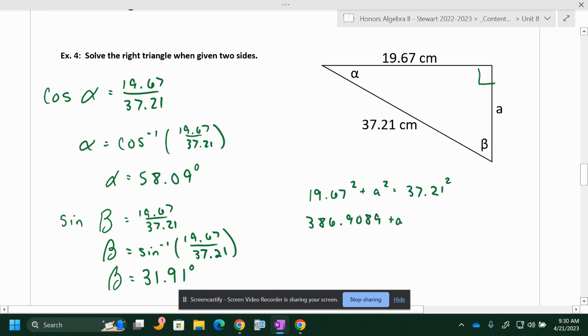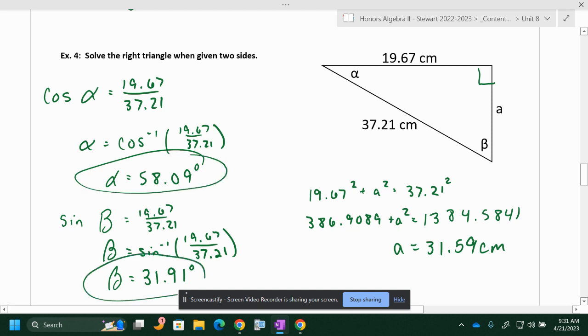386.9089 plus a squared equals 37.21 squared. Okay, so I'm going to subtract 386.9089 and then square root that answer. So A is going to be approximately 31.59 centimeters. Okay. So there are my three measures, and I was able to solve that triangle.